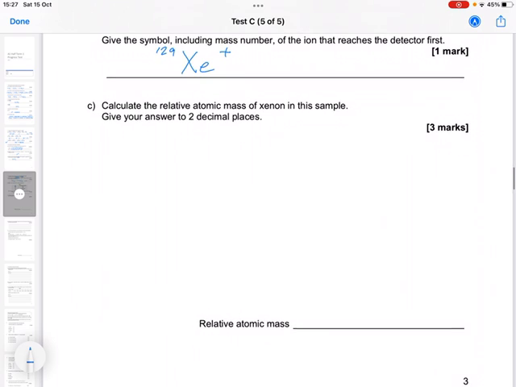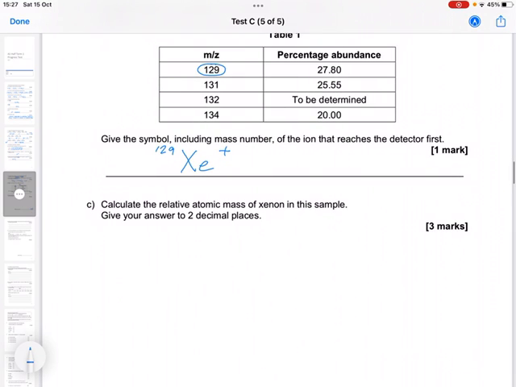Part C, calculate the relative atomic mass of xenon in this sample, giving your answer to 2 decimal places. So I'm just going to give myself a little reminder down here. And I've got this abundance to calculate. So in order to calculate that abundance, it's going to be 100 minus the others, and that equals 26.65. So there's going to be a mark for that.